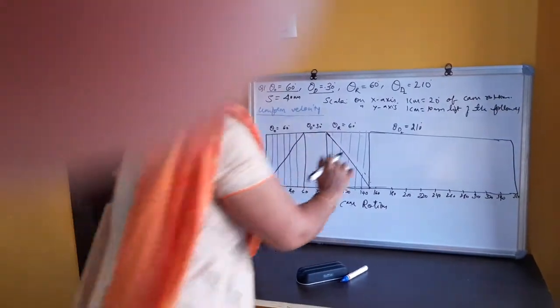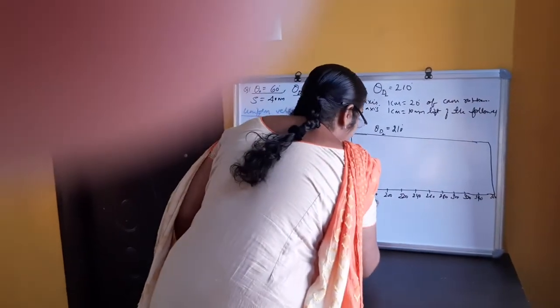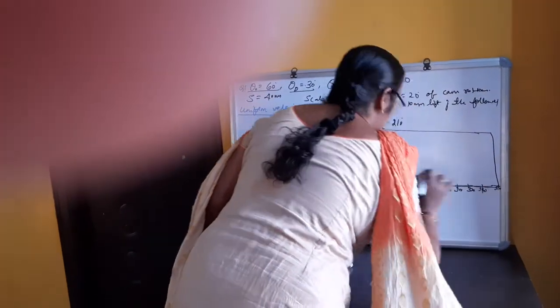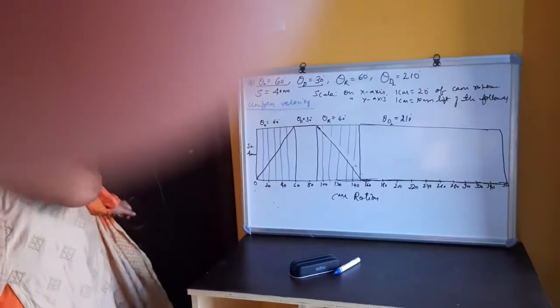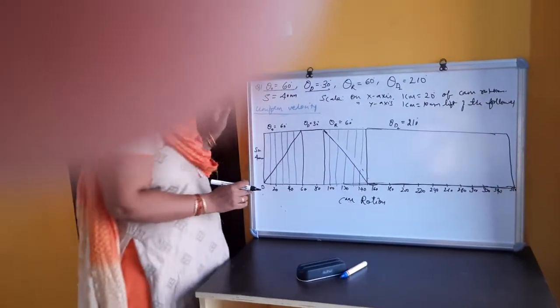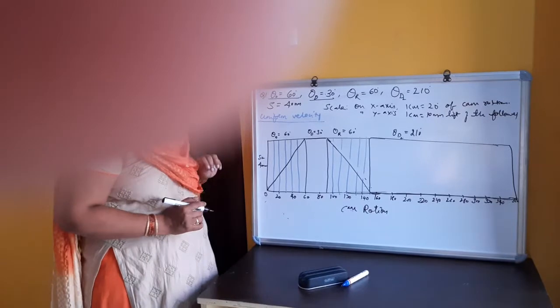Now the remaining 220 degree is under rest. Follower is under rest. Darken this portion. Okay, so this completes the displacement diagram of the follower when it moves with uniform velocity.